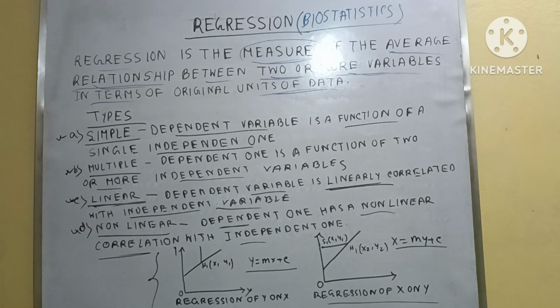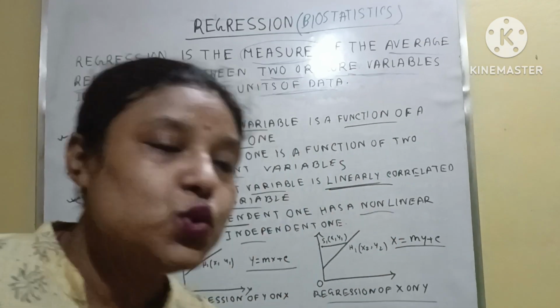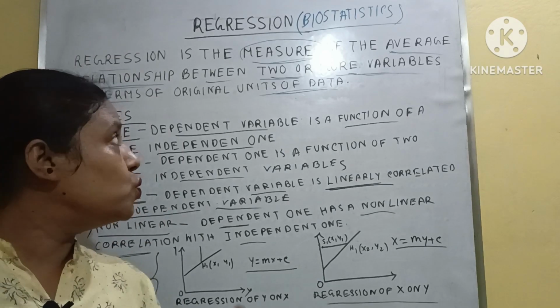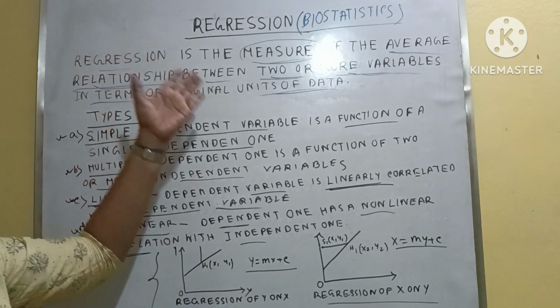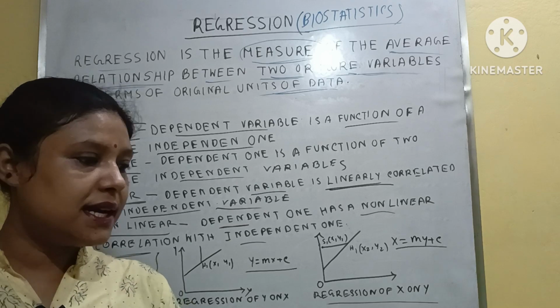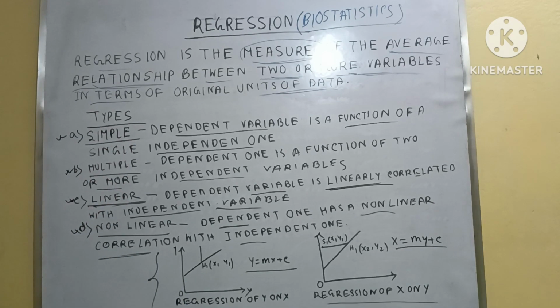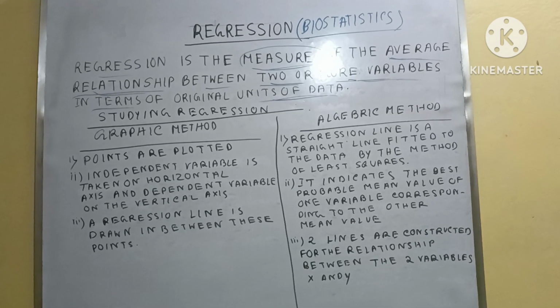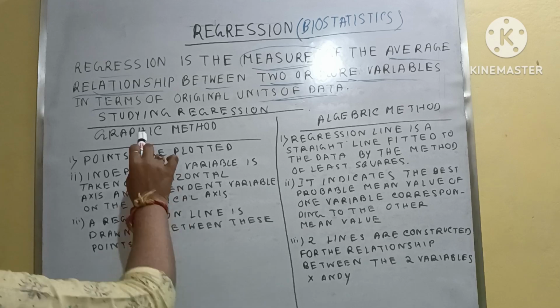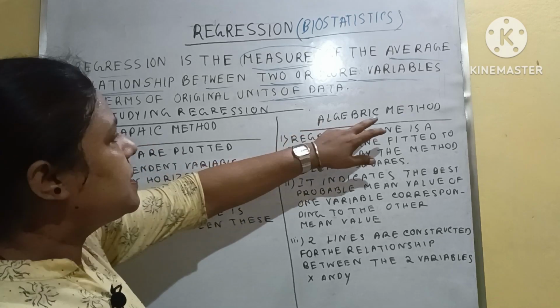After that, we will learn the two methods. Two methods are seen in the process of the regression. One is the graphical method, another is the algebraic method. So these are the two methods. One is the graphic method, another is the algebraic method.